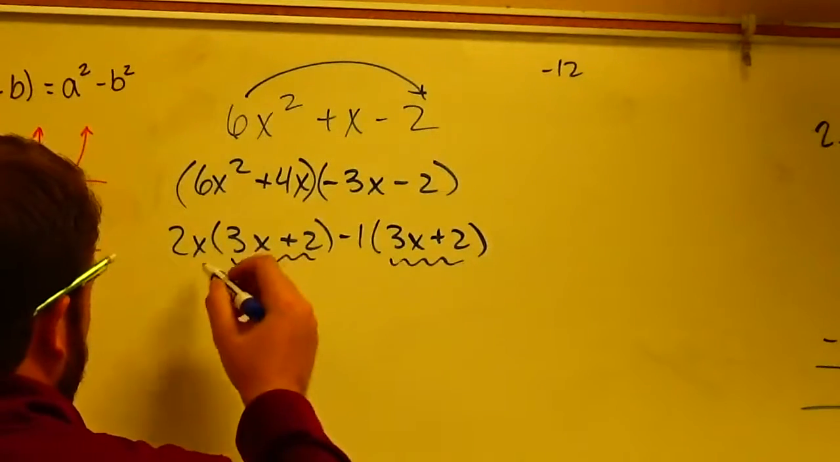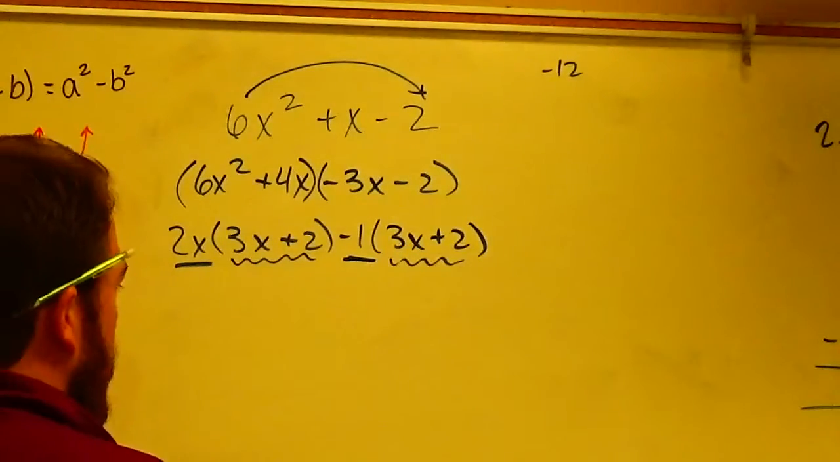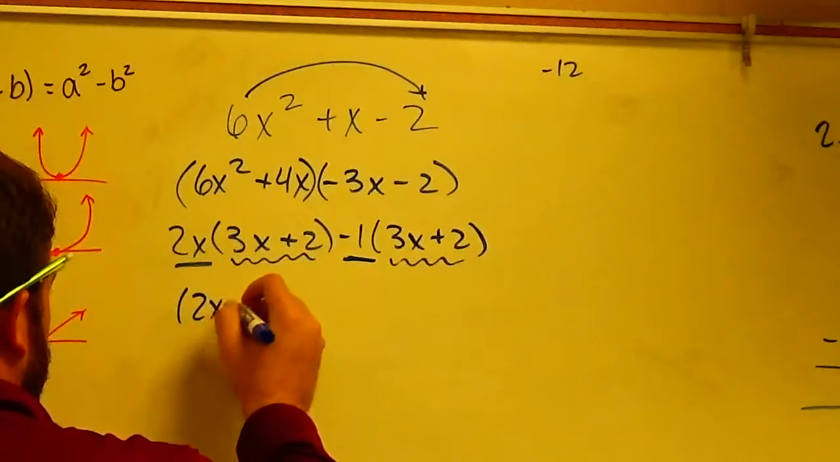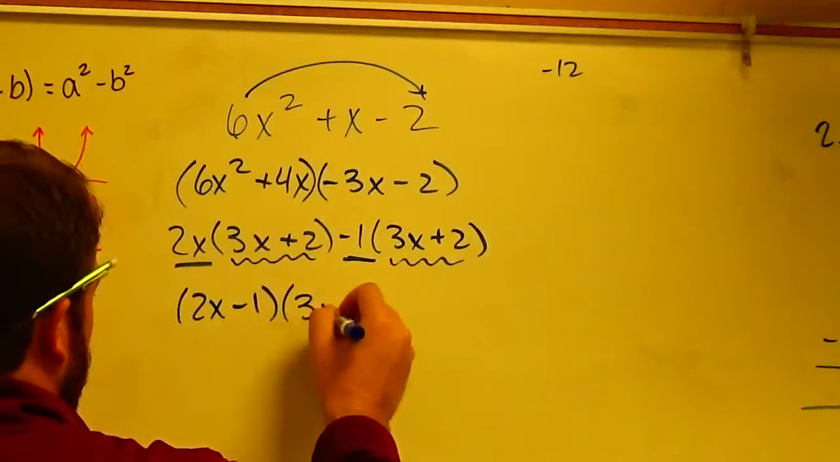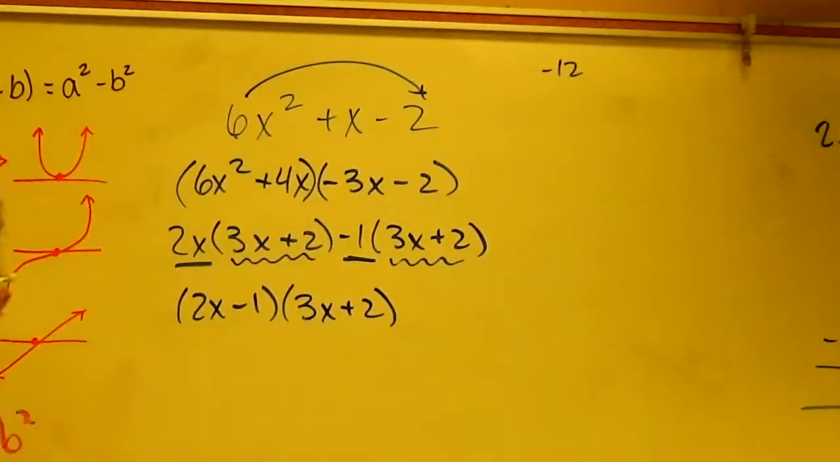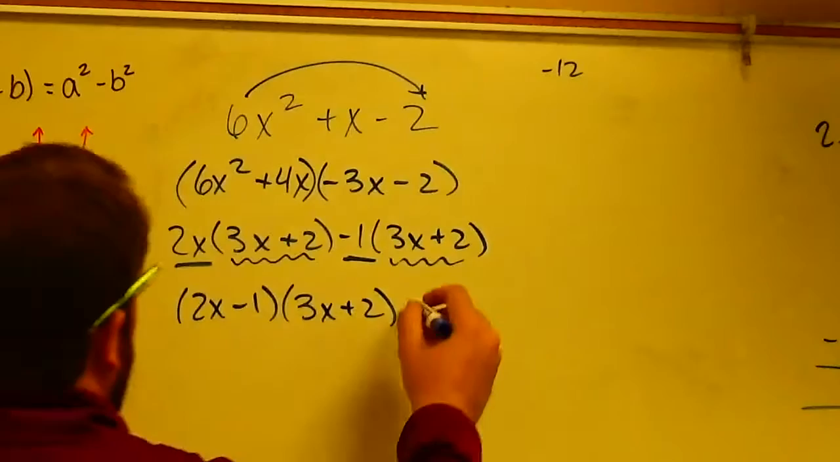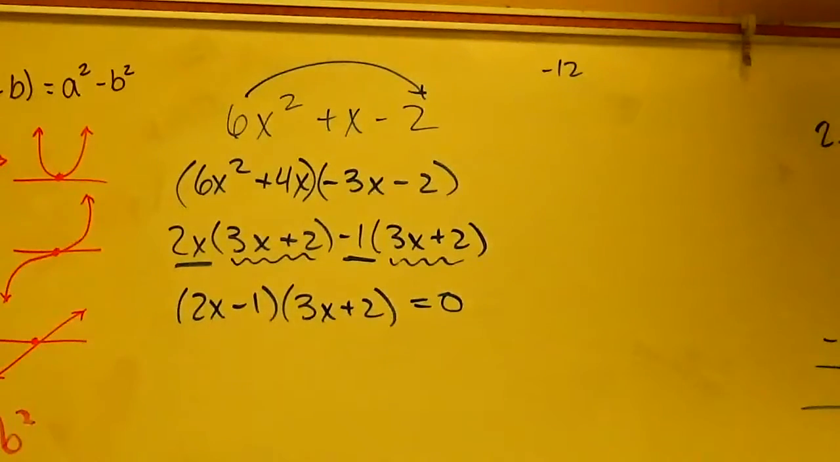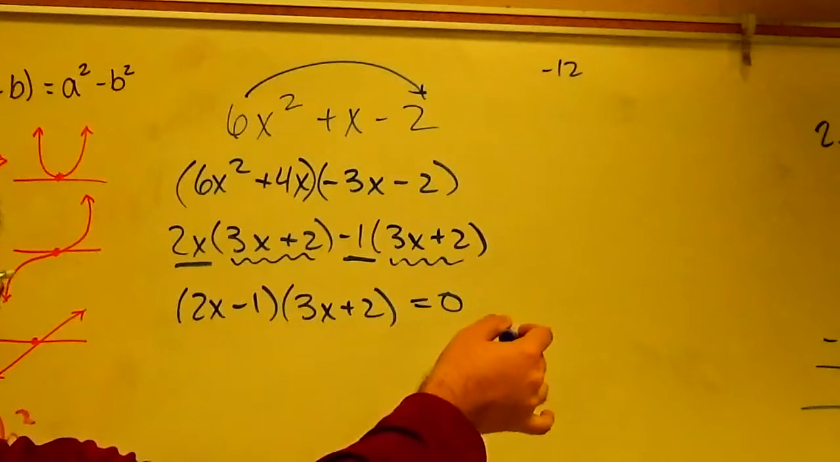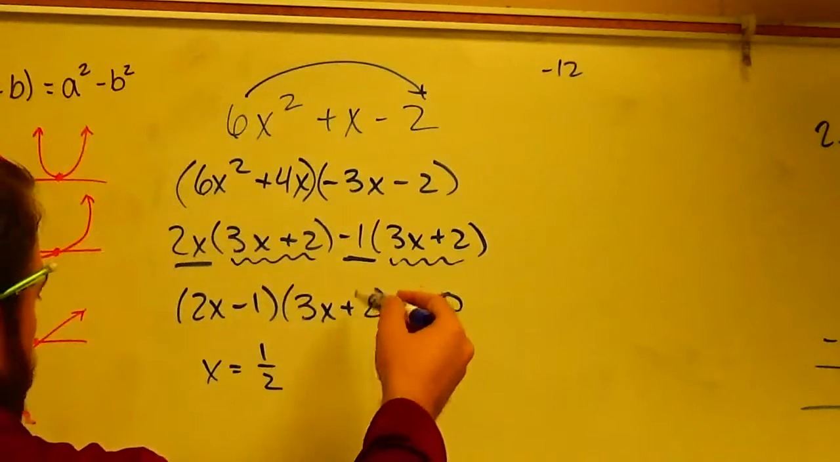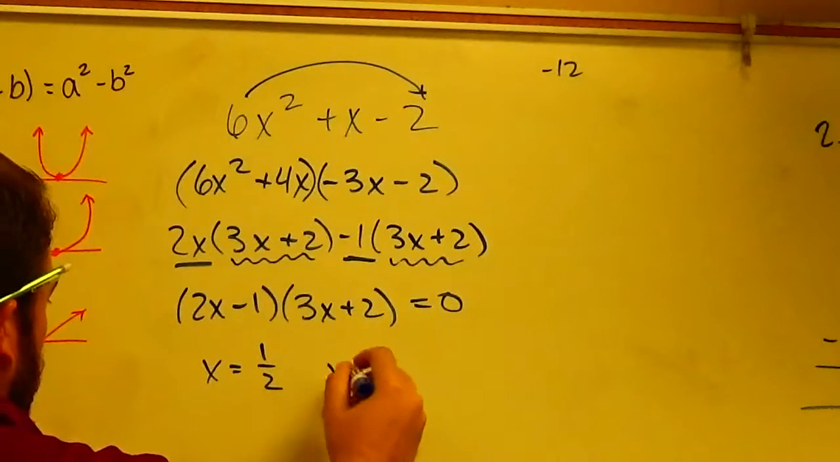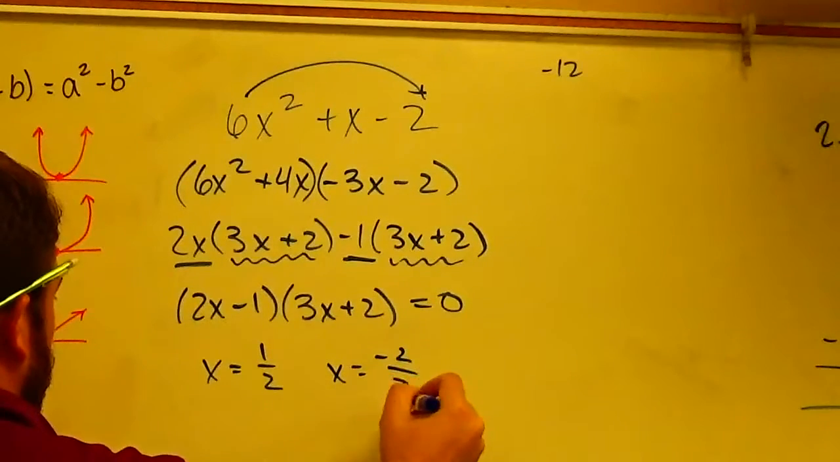So then I can put these together in one set of parentheses. So 2x minus 1, and then just rewrite whatever is in the parentheses, 3x plus 2. Set them both equal to 0 and solve. So I would add 1, divide by 2 to get x equals 1/2. For this one, I would subtract 2 and then divide by 3, so negative 2/3.